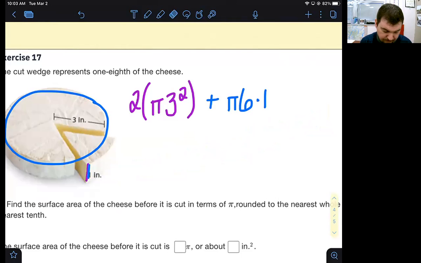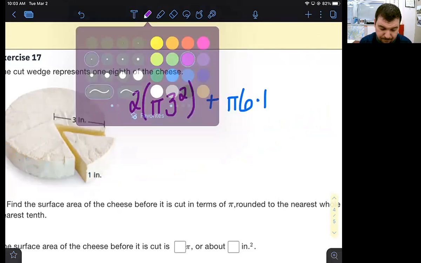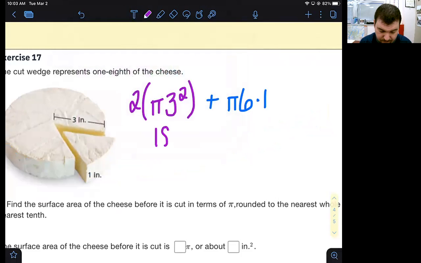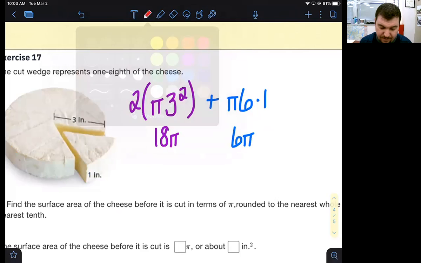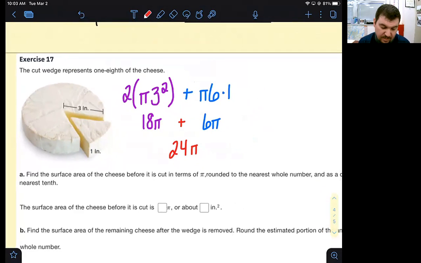3 squared is 9, and 9 times 2 is 18. 6 times 1 is 6. So I've got 18 pi and 6 pi, and I'm going to add them together, and 18 and 6 is going to make 24 pi. So when it says to write your answer in terms of pi, the total surface area of that cheese cylinder is 24 pi.